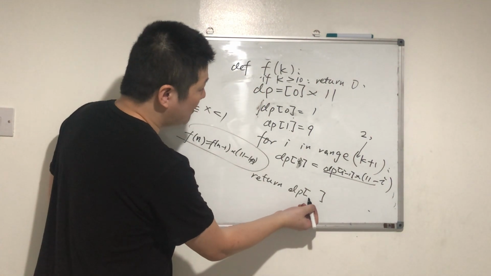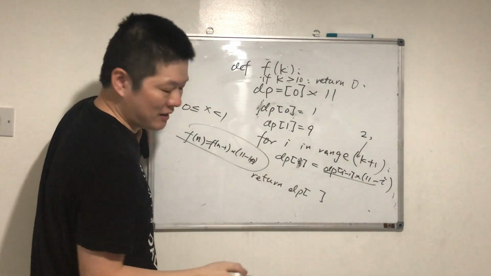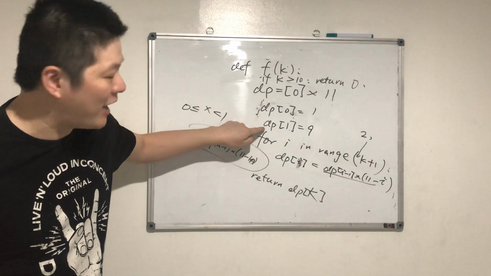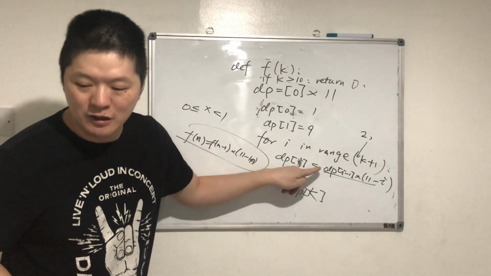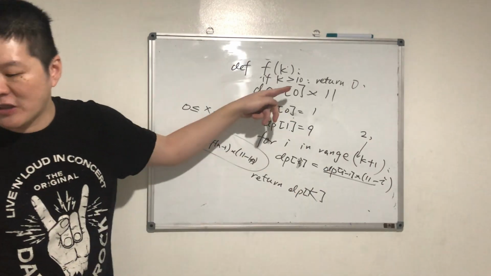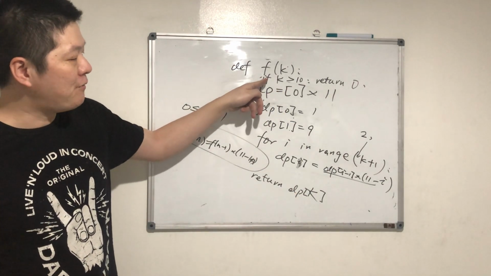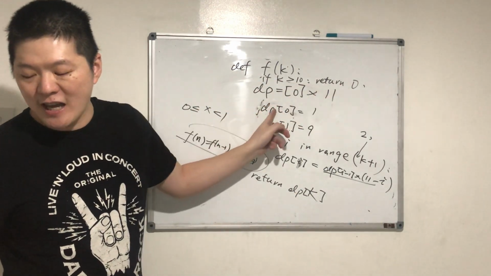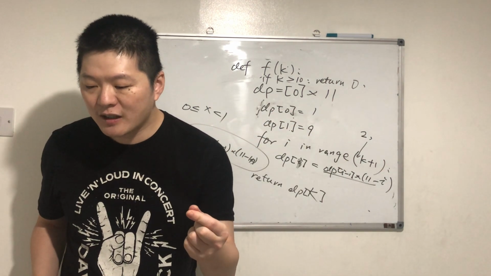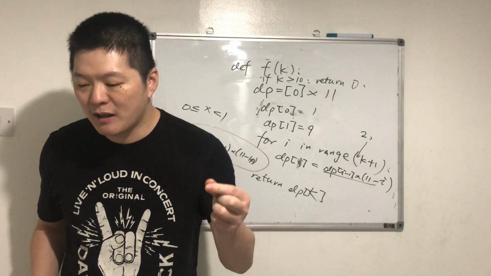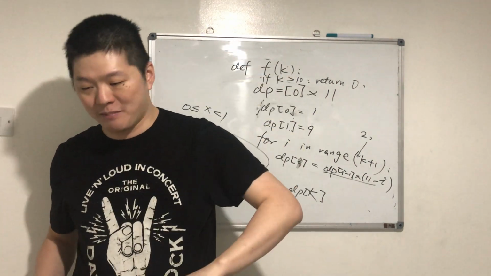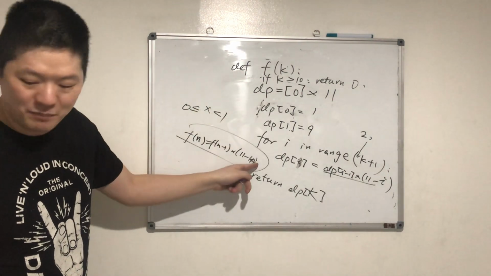We are calculating dp k. Return dp k. This is bottom up, yeah? Because we calculate dp0, dp1, and then dp2, dp3, dp4 until dp k. Remember the previous one, top down: if k equals 0, return 0. If k equals 1, return 9. Otherwise, return f(k minus 1) times (11 minus k). So you are calculating from the top to the bottom, and this one is calculating from the bottom to the top.